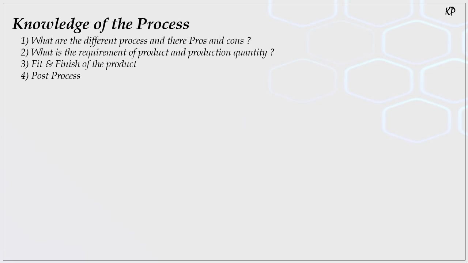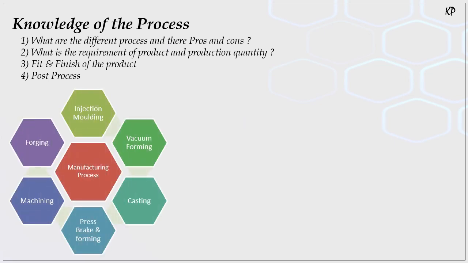Third stage is knowledge of processes. Processes include manufacturing processes or any kind of post process on the product. There is a wide range of manufacturing processes available in the market, including injection molding, vacuum forming, casting, press brake and forming, machining, and forging. But you have to select whichever is the best for your product.